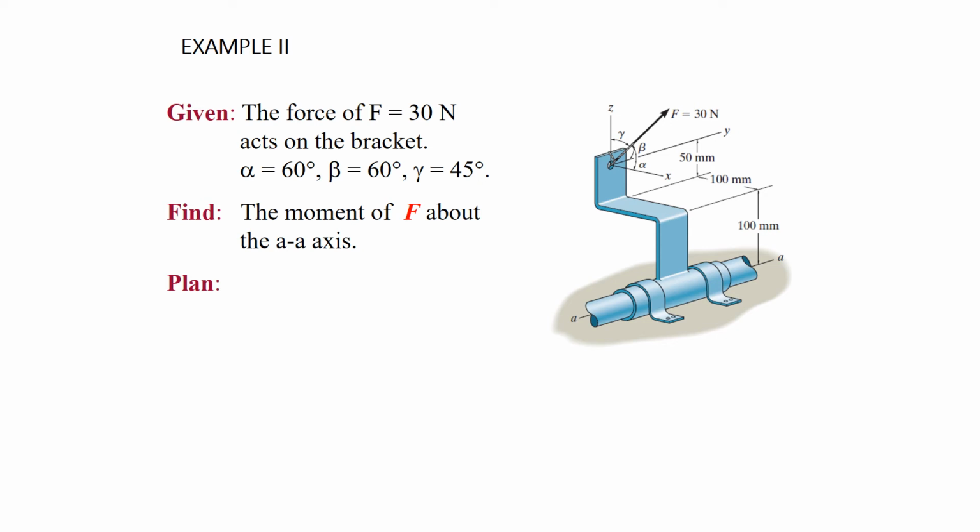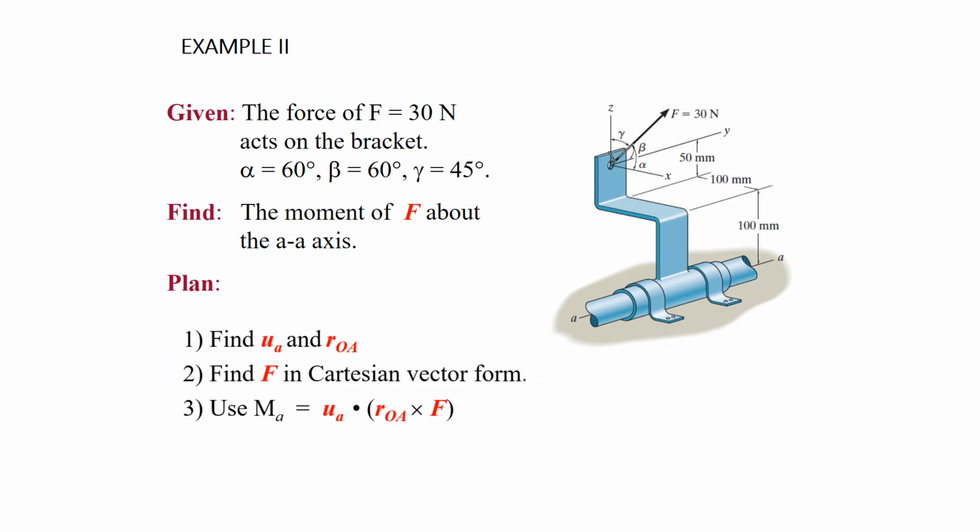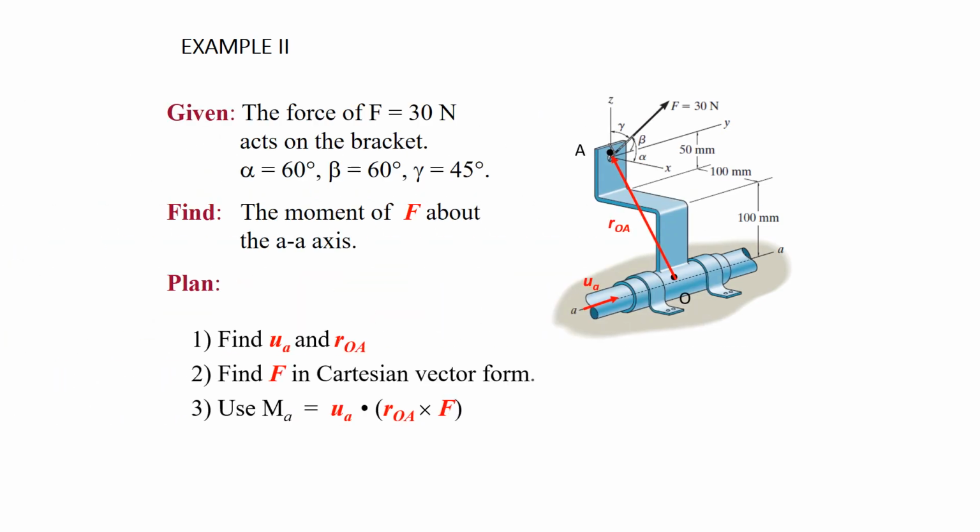In the next example, we have a force of 30 newtons that's acting on the brackets, and we're going to be able to use alpha, beta, and gamma to use the direction cosine format to get F again. But our approach is going to be as it was before: find the unit vector of the axis, the position vector from the origin or some point along our axis of interest to the point where the force is being applied, and then we calculate the moment along that direction of the axis using the triple scalar product.